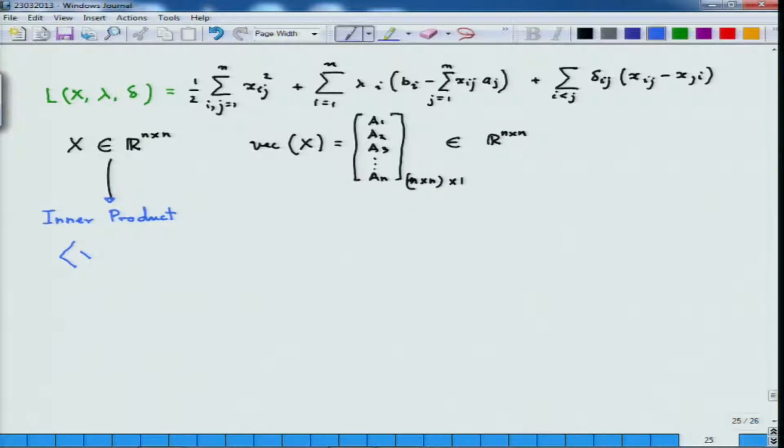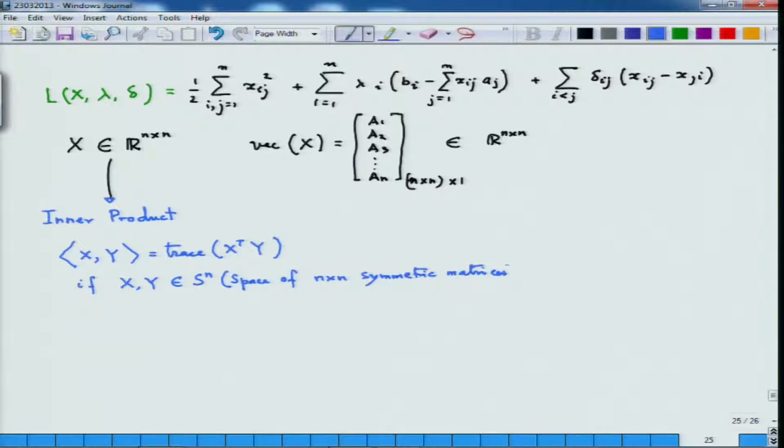The inner product of two members of R n cross n is usually given as trace of x transpose y, and if x and y belong to S n, the space of symmetric matrices, then x y can also be written as just trace of.